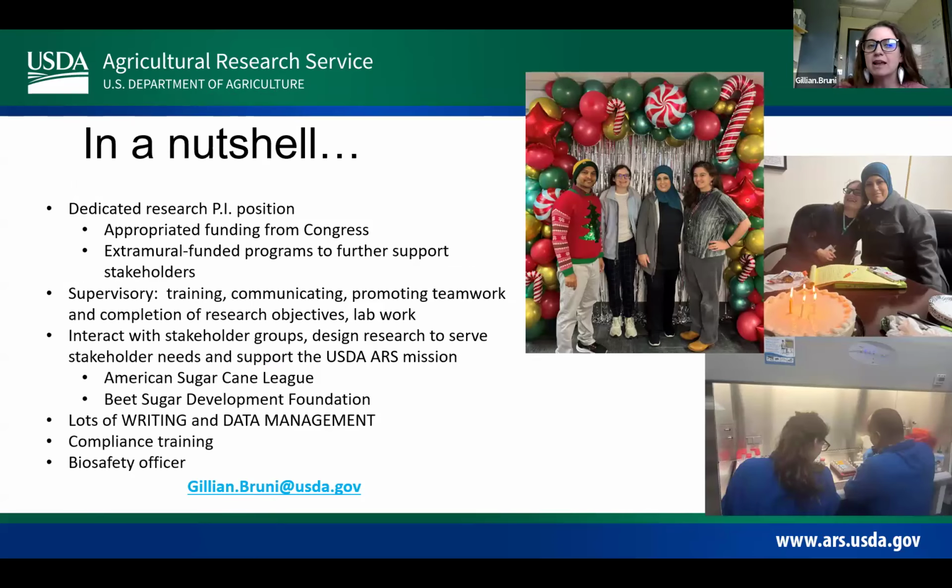My position is a dedicated research position, so I'm not required to teach. We have appropriated funding from Congress, which is really nice, although I do have some extramural funding from various stakeholders. I do supervision. I interact with stakeholders a lot and try to get their input because we're trying to solve problems for stakeholders in the industry. Lots of writing and data management. I'm also a biosafety officer.